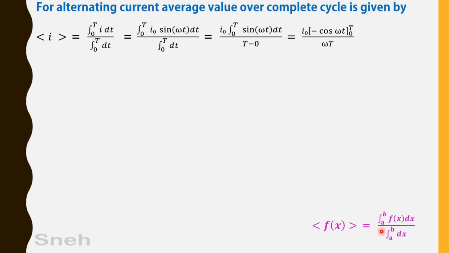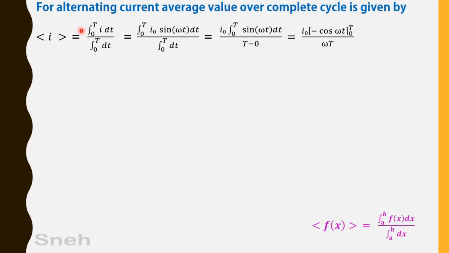Now, the same technique we are using for finding the average of current, as this is the average of f of x, where f of x is a continuous function of x, and here we have I as a continuous function of t, so we are taking integration over dt.